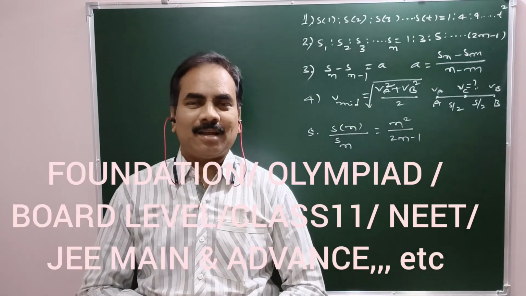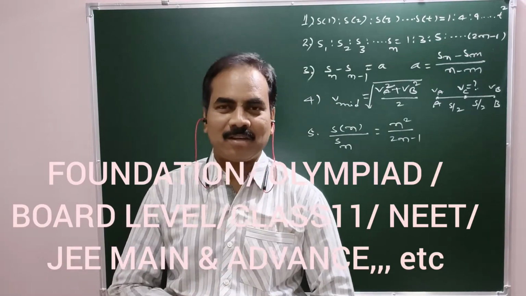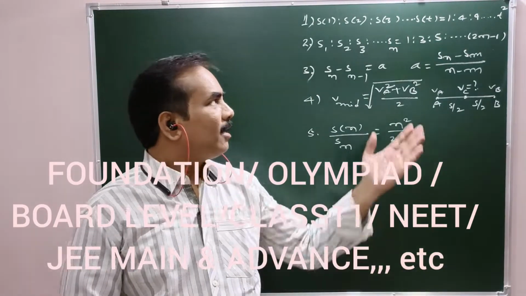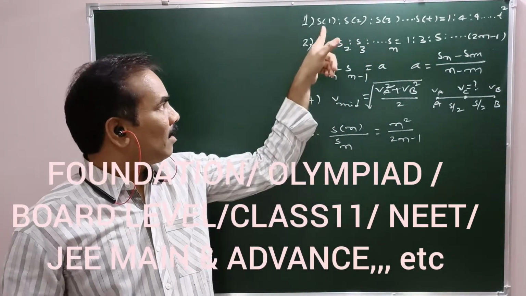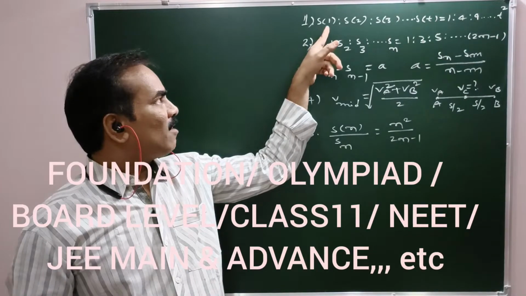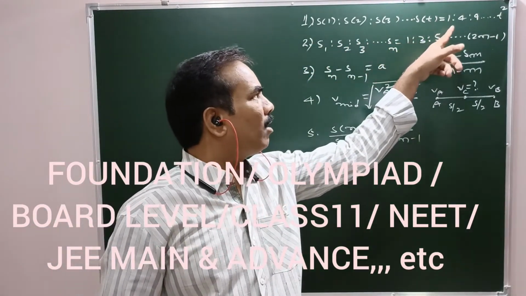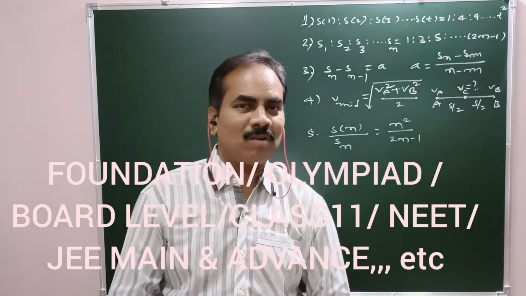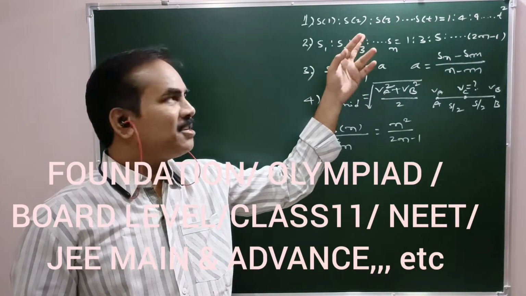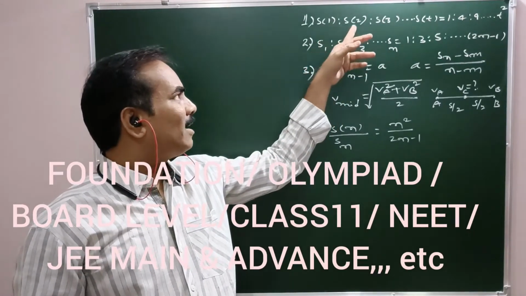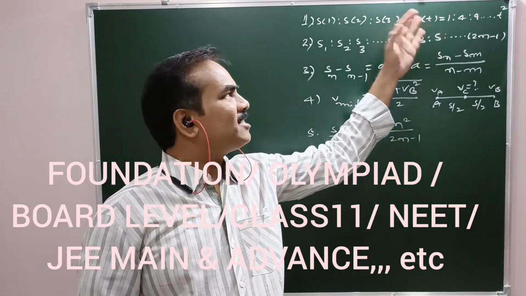In this lecture, I would like to explain some results based on equations of motion. Now see here, some results are written on the top. First one: S of 1 is to S of 2 is to S of 3 is to up to S of t equals 1 is to 4 is to 9 is to up to t square. S of 1, S of 2, S of 3 mean the distance covered in 1 second, in 2 seconds, in 3 seconds, in t seconds, and so on.